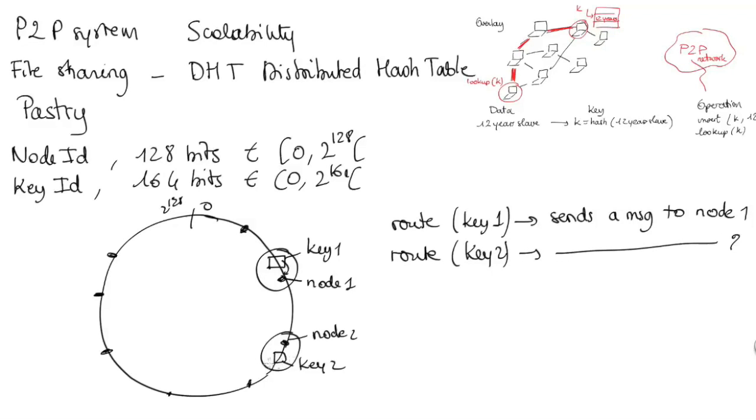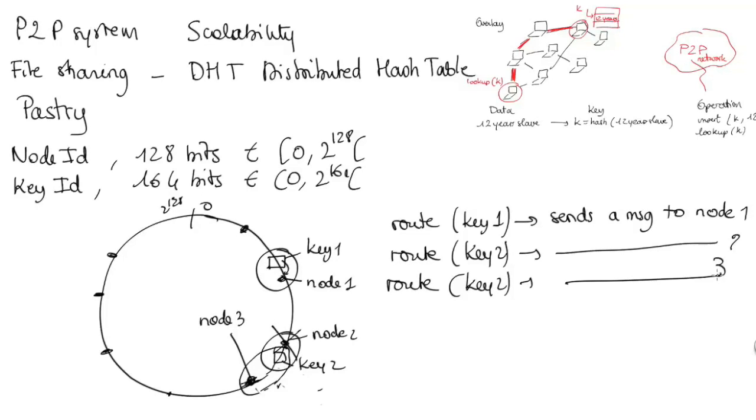Whenever we do an operation on key 2, it's going to send a message to node 2. If for some reason node 2 is no longer there or has become faulty, then the system will automatically reassign the key. So the key is automatically going to be assigned to node 3 here, so that whenever there is now an operation on key 2, the message is automatically sent to node 3.